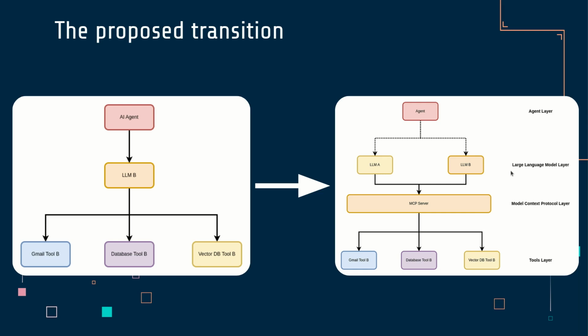So we have the agent layer, the large language models layer. We have this all part of one thing, right? And then we have the MCP layer, and then we have the tools layer, which are basically under the MCP. So we have a bunch of things that you can use.